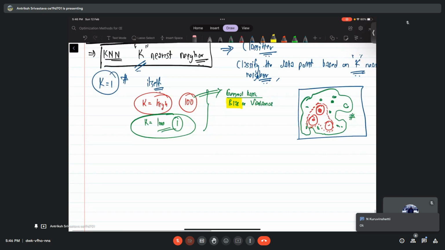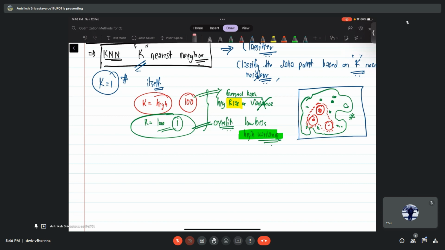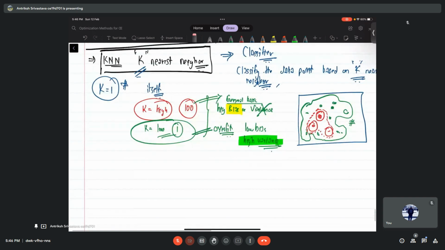So k equal to 100, which is going to be a very general model, will have high bias but low variance. Whereas k equal to 1 will overfit, and it will have low bias and high variance. Okay, so this is all about k nearest neighbor.